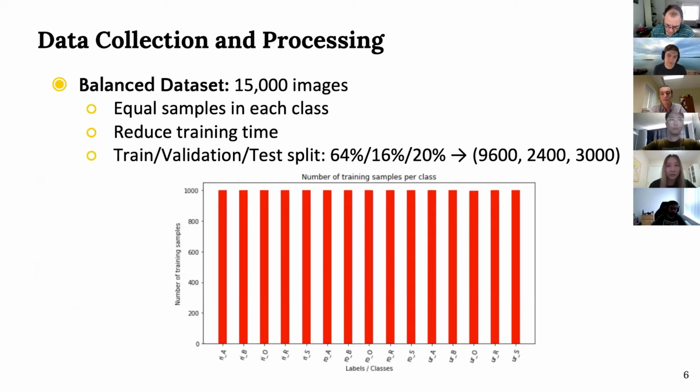So from there, we balanced the dataset by reducing it to 1,000 per class for a total of 15,000. This minimizes chances of bias in the data and reduces overall training time. And we used a train validation test split of 64, 16, 20%.